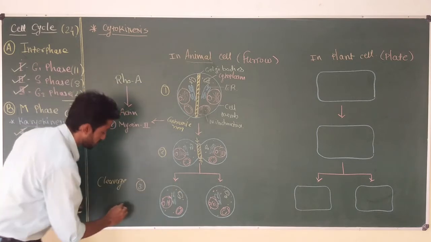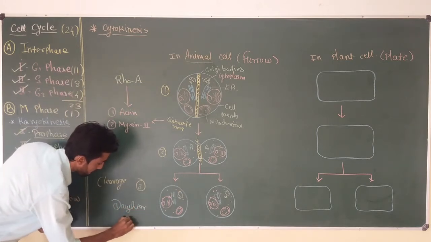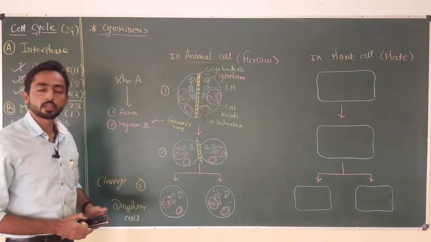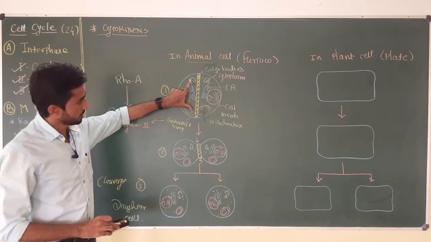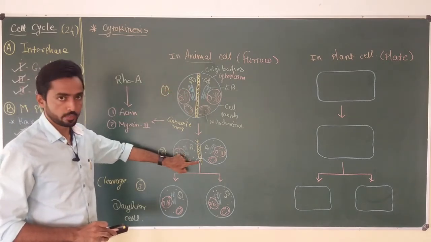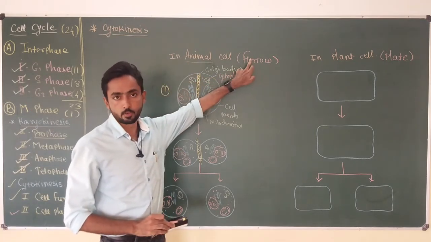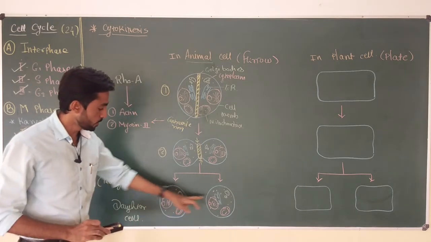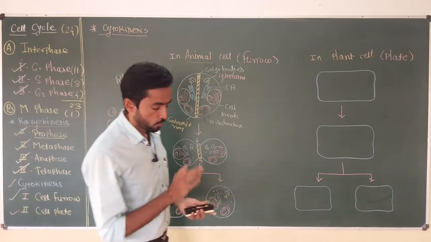Okay, and these are the daughter cells. In this way, the cytokinesis process occurs in the animal cell. The contractile ring leads to furrow formation. So, animal cell cytokinesis occurs by cell furrow formation. It is called cell furrow formation cytokinesis. Finally, due to the cleavage process, daughter cells get separated from one another.